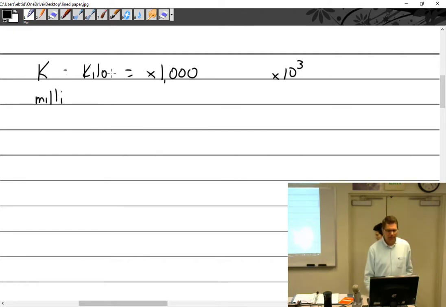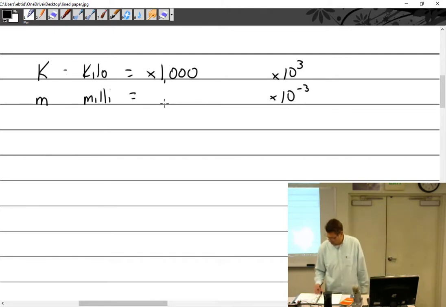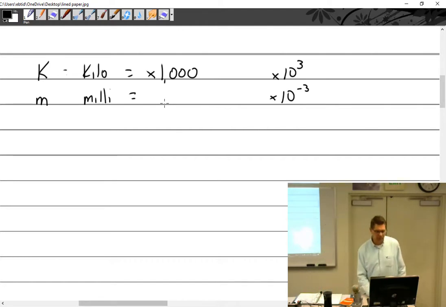Milli. I'm sorry, I should do it the same way. Milli is a little m, compared to the big K. Milli equals times 10 to the negative third. So what would that be? 0.001. Times 0.001. Okay, over here, this is scientific notation: times 10 to the third, times 10 to the negative third.